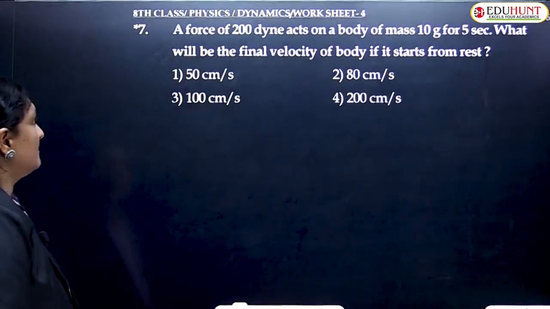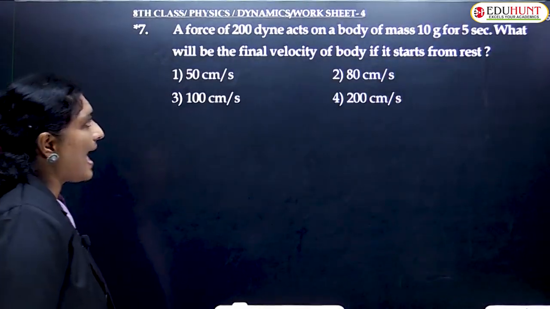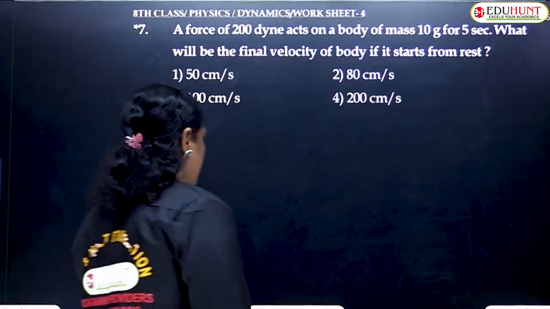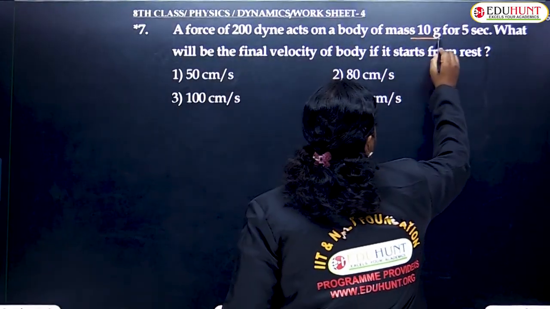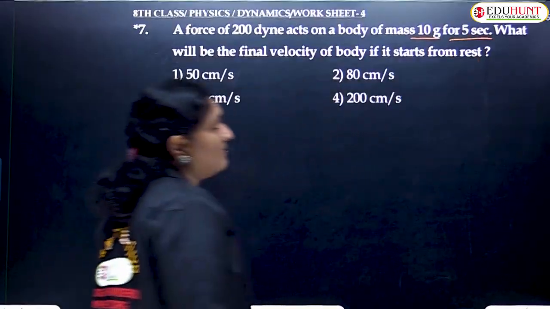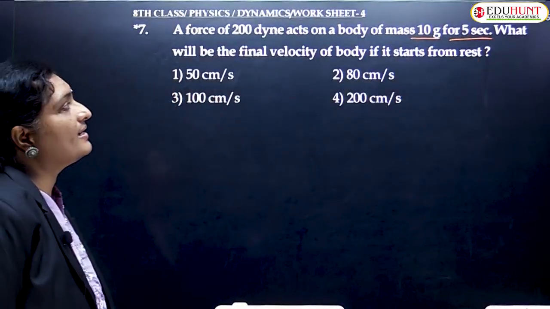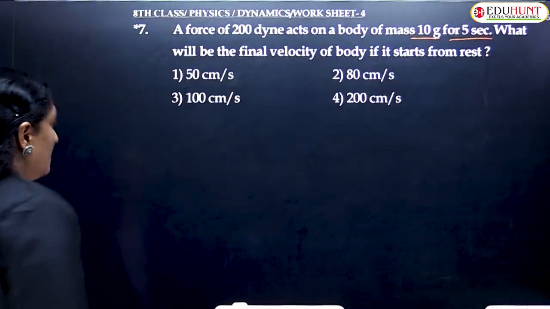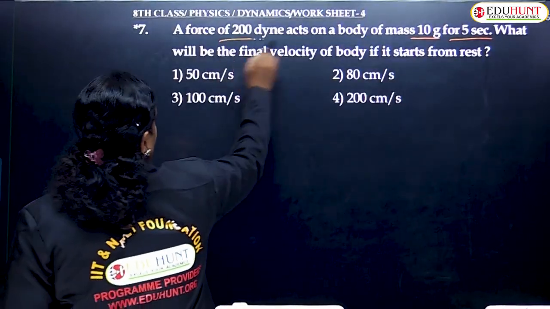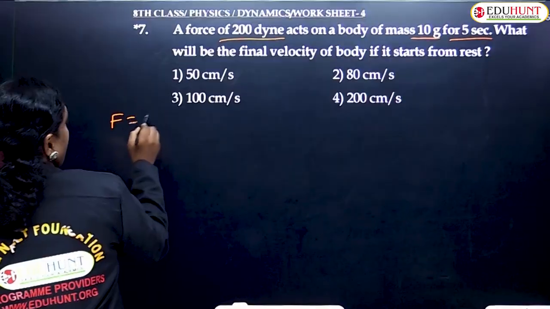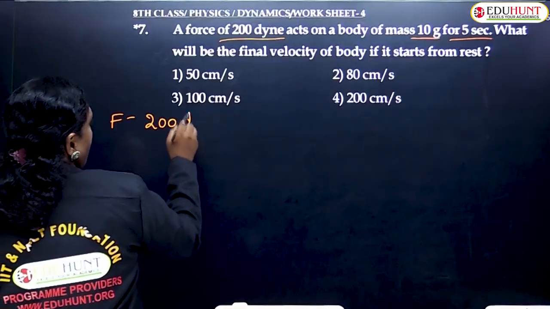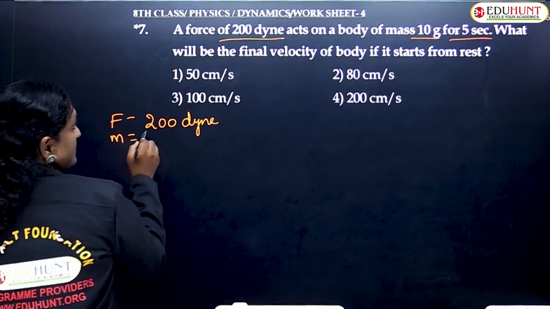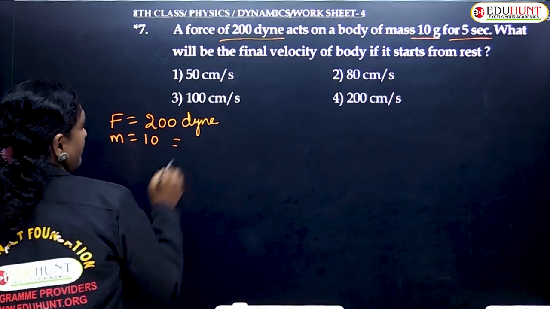Moving to the next question: a force of 200 dynes acts on a body of mass 10 grams for 5 seconds. So what is given? Mass is given as 10 grams and time was given as 5 seconds. What will be the final velocity of the body if it starts from rest? Force was also given as 200 dyne. Mass was given as 10 gram.